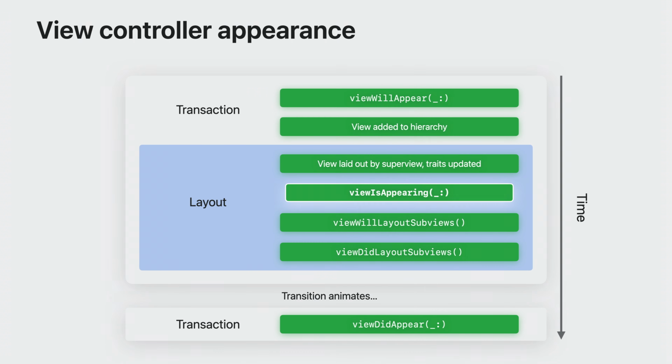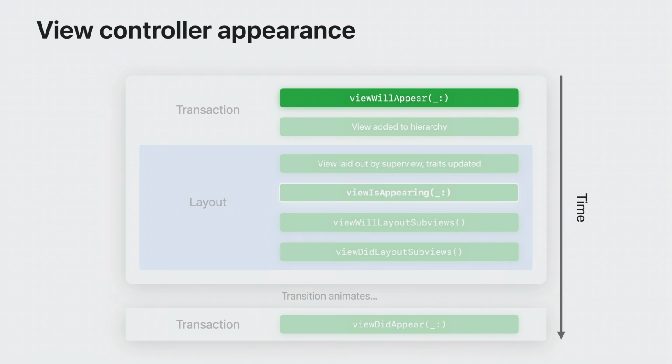Here is an illustration of how the new ViewIsAppearing callback fits in with some other key events during a typical view controller appearance transition. I'd like to point out a few things. First, note how view will appear gets called before the view is added to the hierarchy and before layout begins. This is why it's too early to use the trait collection or to do anything that depends on the view size or other geometry.